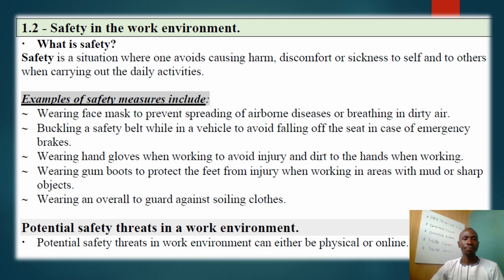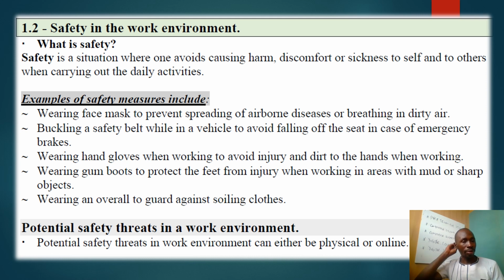Number four, wearing gumboots. Wearing gumboots to protect your feet from injury when working in areas with mud and sharp objects. Gumboots are meant to protect your feet from stepping into sharp objects that may prick you, or damp areas like muddy areas, because the mud can also cause some bacterial infections to your body.